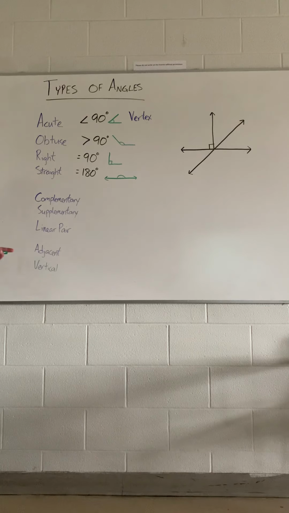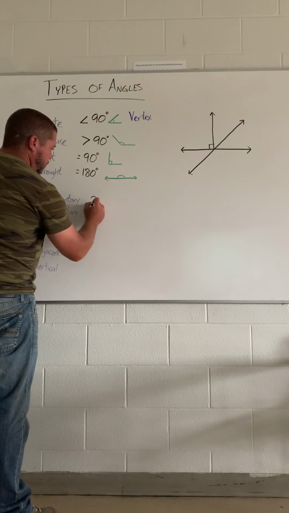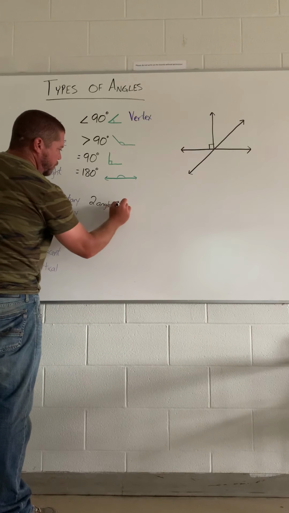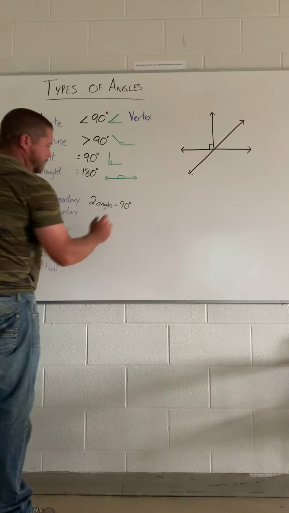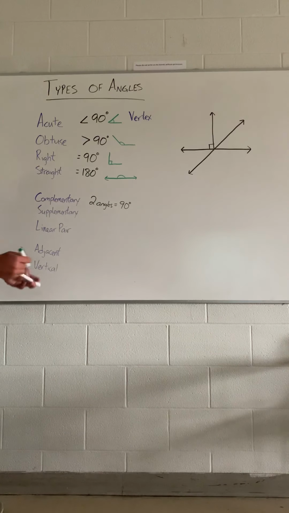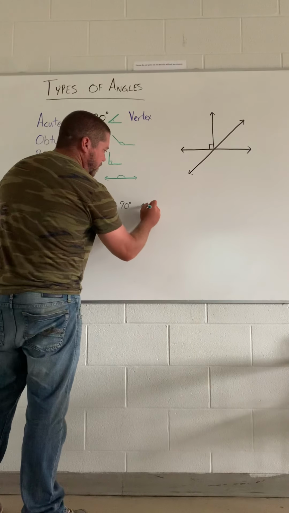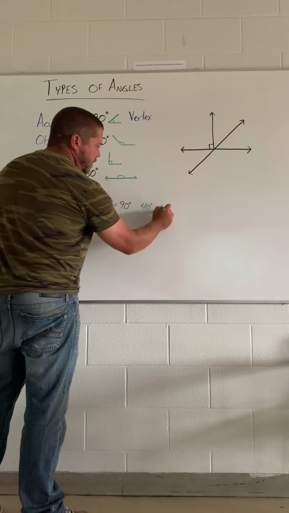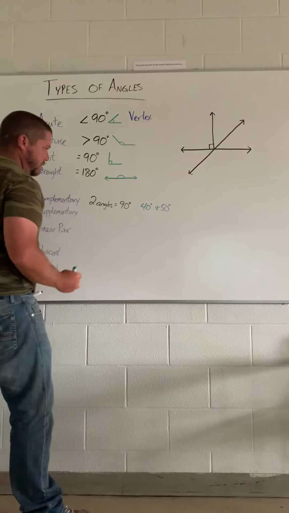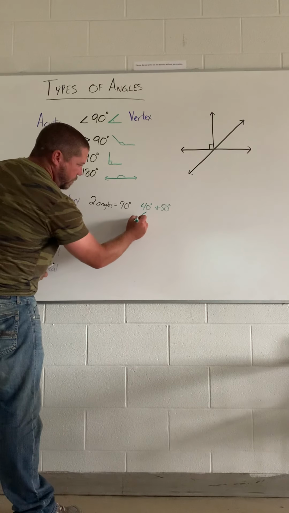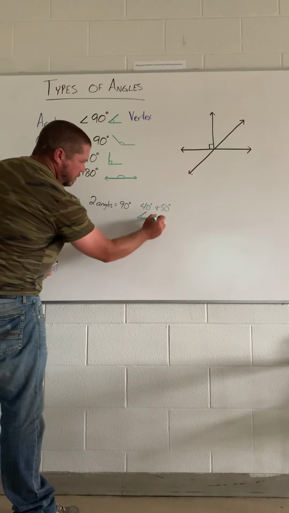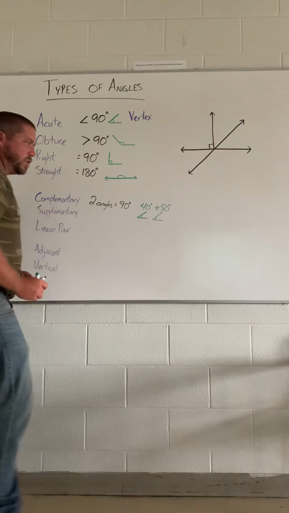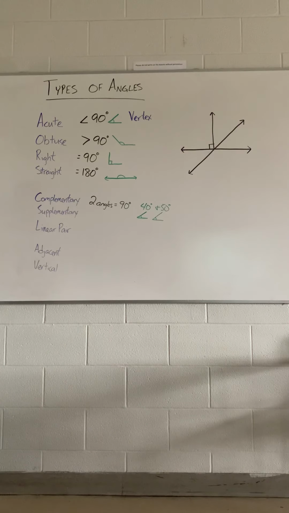Complementary angles are two angles that equal 90 degrees. So you may have an angle that is 40 degrees and another angle that is 50 degrees. So if you were to look at those two, you may say that one is 40, this one is a little bigger, it's 50. So those two would be complementary because they total 90 degrees.